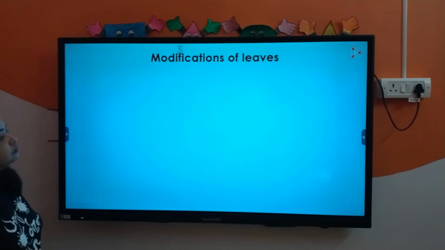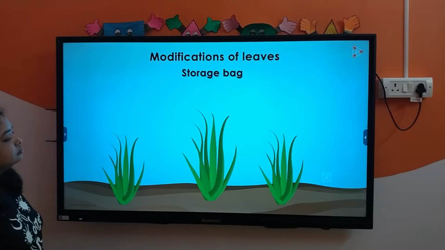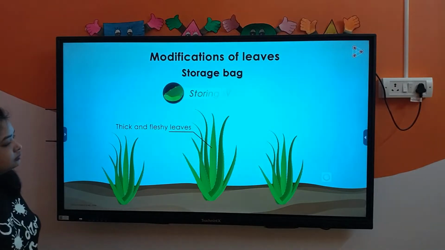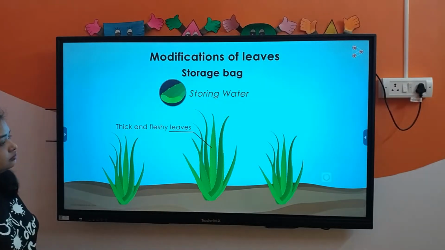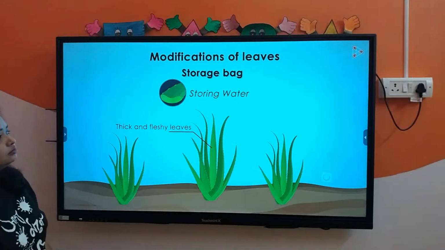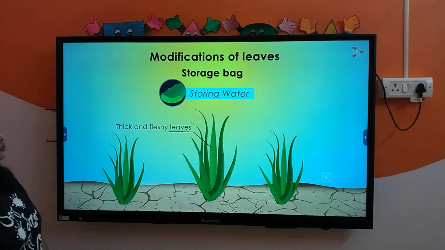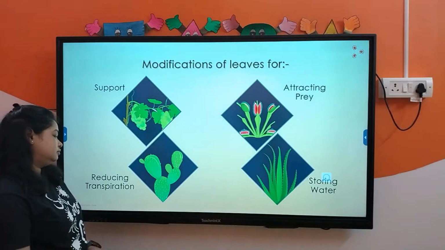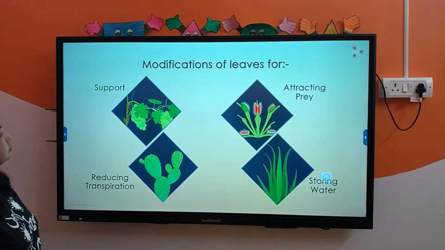Finally, we have the modification that makes the leaves a storage bag. Yes, it's true. Some plants have leaves that are thick and fleshy. These perform the function of storage of water. Which plants do you think show this type of modification? Plants belonging to arid regions with limited water supply usually have this modification. Now we can see that the different modifications of leaves are useful to the plants in various ways.